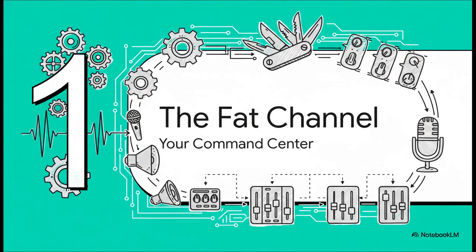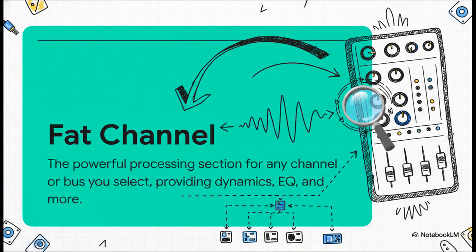I like to think of the fat channel as your Swiss Army knife for audio. It's this one central set of physical knobs and buttons that can be assigned to control any channel you want. That's the whole philosophy of this mixer, and it's brilliant. So, what does that actually mean? Well, it's simple. You pick a channel, any channel, and suddenly all of these physical controls are dedicated to that one channel. It's an amazing design that keeps the mixer compact while giving you a ton of power.